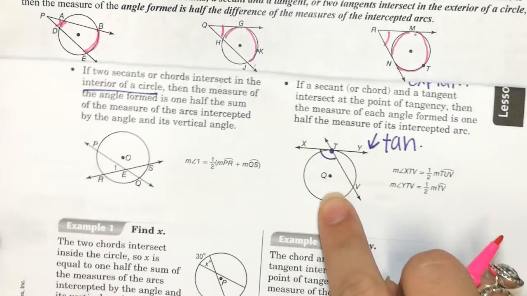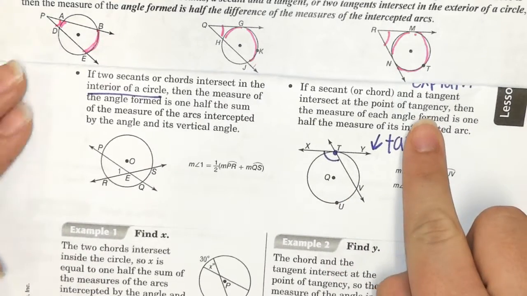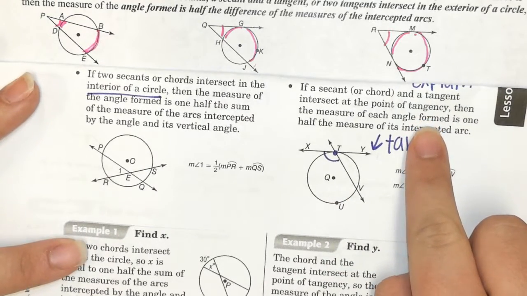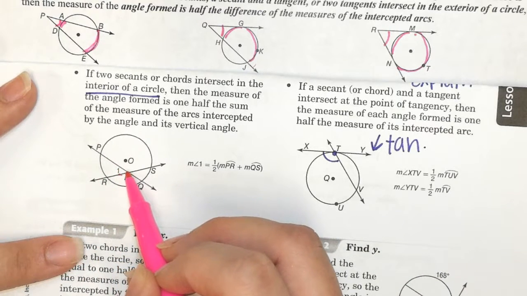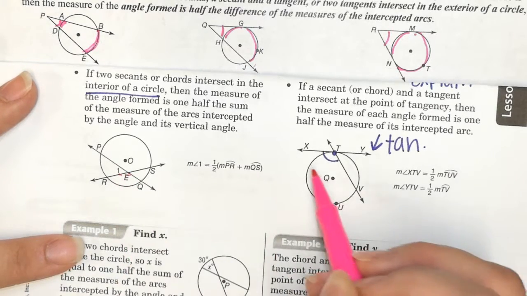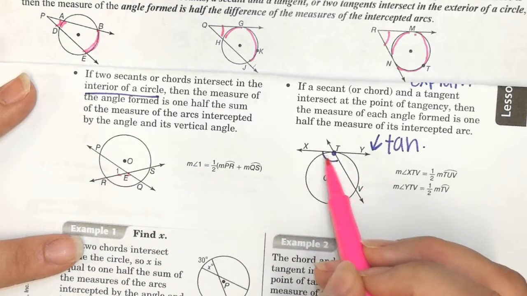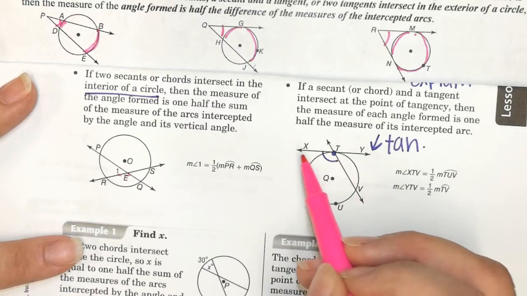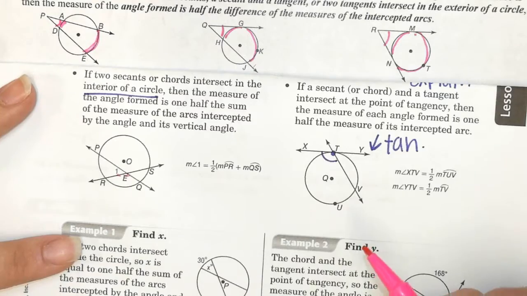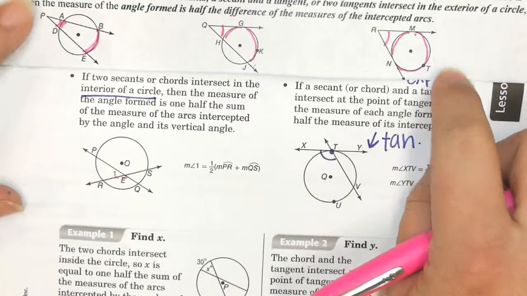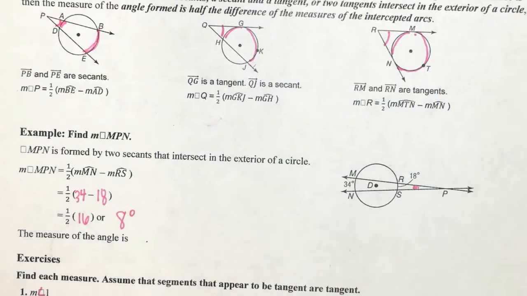So these are all 5 of our different situations. These 2 intersect on the inside, and we have to add them, and then divide by 2. This one, you just know that the angle is half of the arc, or the arc is 2 times the angle. And then these 2 you subtract. Okay, so make sure you're looking at the differences.